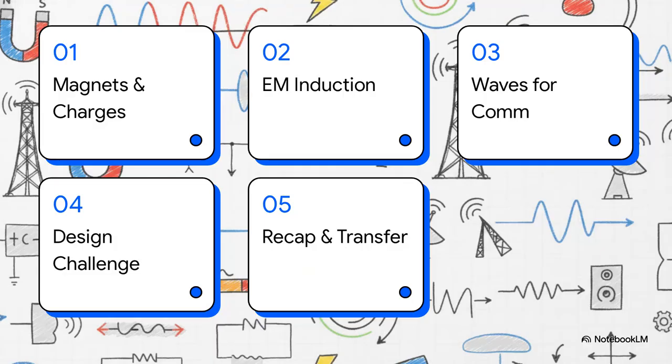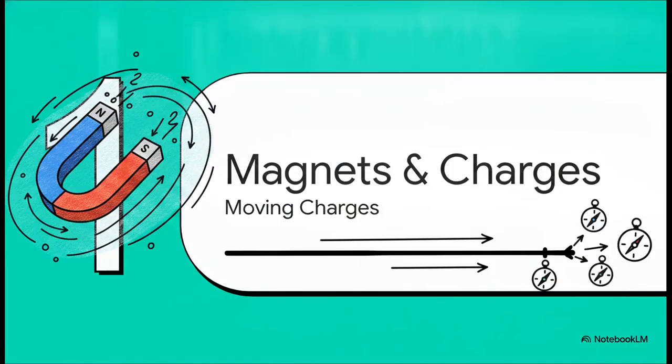Here is our engineering roadmap for today. First, magnets and moving charges. 2, electromagnetic induction. 3, waves for communication. 4, your design challenge. And 5, a quick recap and transfer. All right, Section 1, Magnets and Moving Charges.